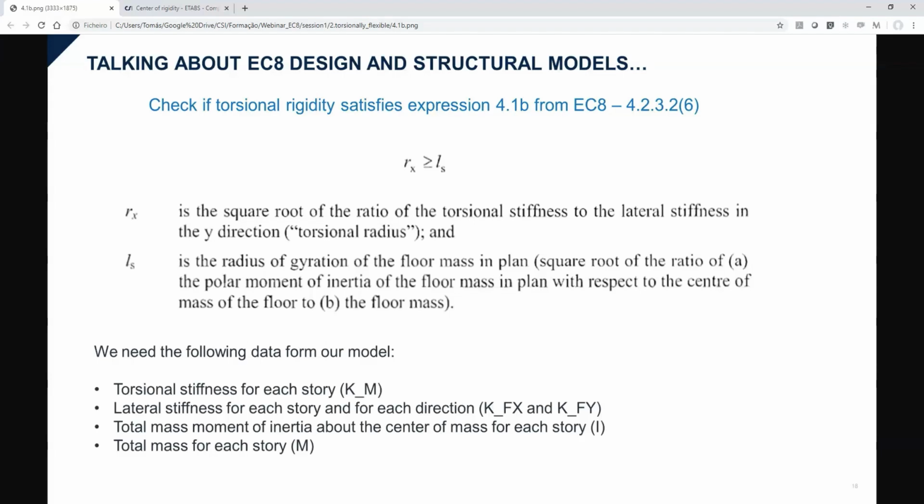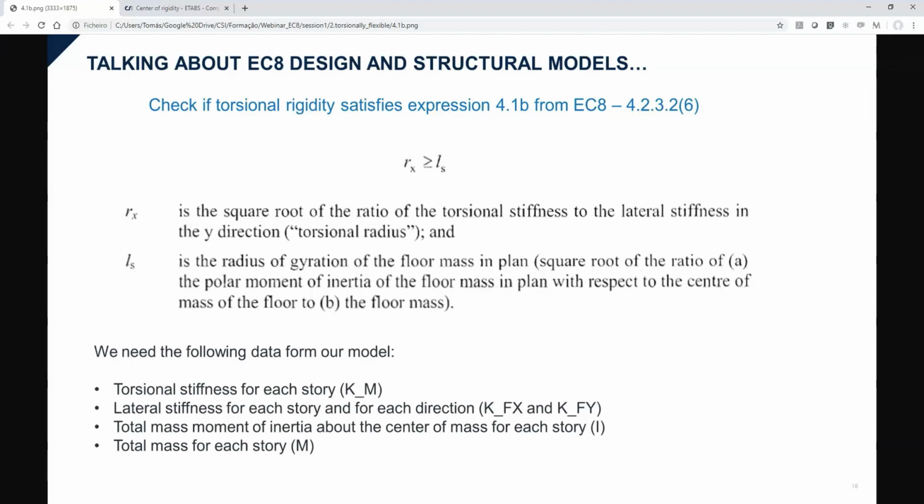Another important factor is the Ls ratio, the polar radius of gyration of each story, measured relative to the center of mass, and the sum of the story's mass. These two factors are part of the expression we are checking. It tells us if the torsional stiffness capacity compared to the mass eccentricity is strong enough to guarantee the structure is not very torsionally flexible. This is a fairly clear concept in the Eurocode.